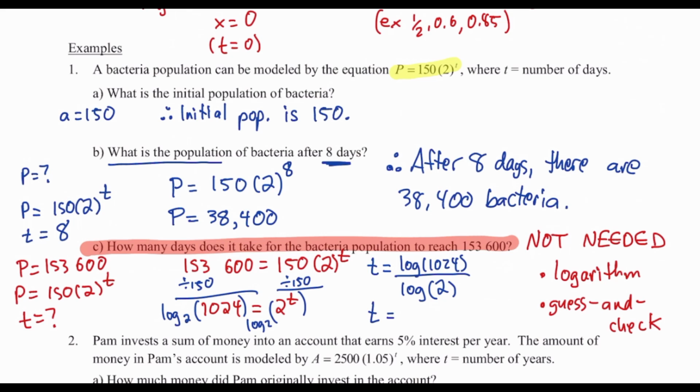So as I solve this in my calculator, I type log 1024 divided by log 2, and I get an answer of 10. And therefore, the population is 153,600 after 10 days.